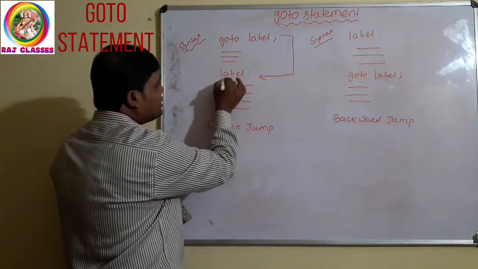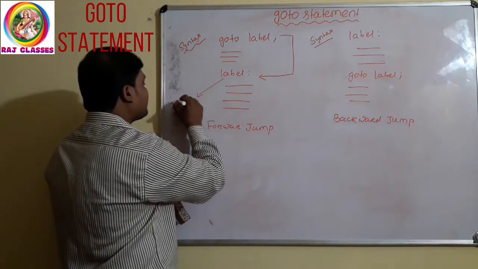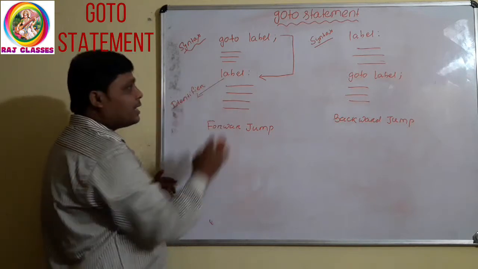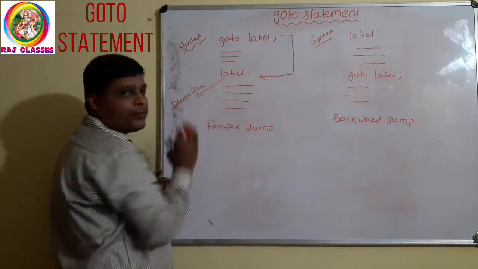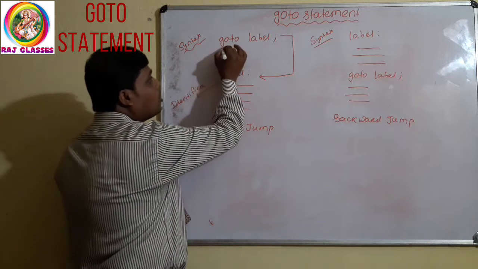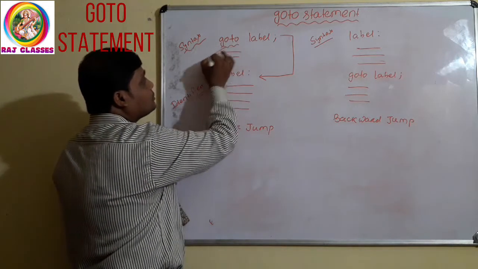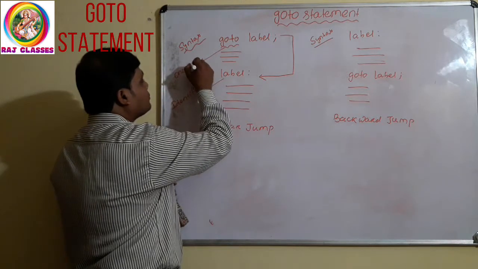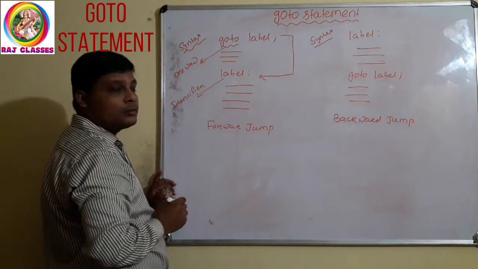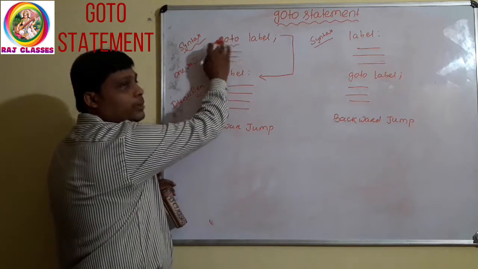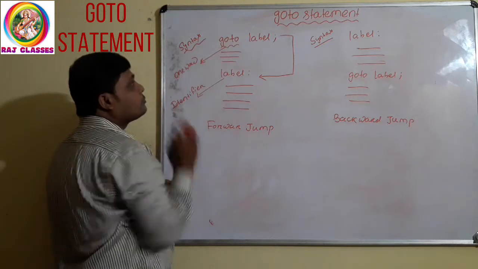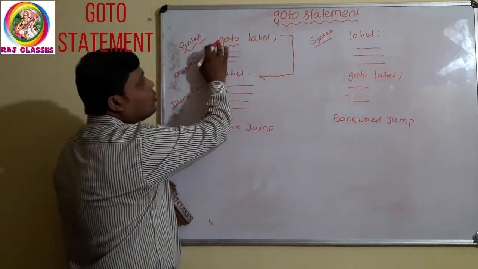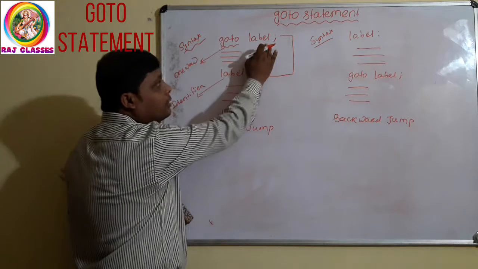You can see this label is an identifier. That means any name you can give. This is a user defined name you can give. But this goto is one word. Clear? There is no space between go and to. So when this statement goto label executes, what will happen?